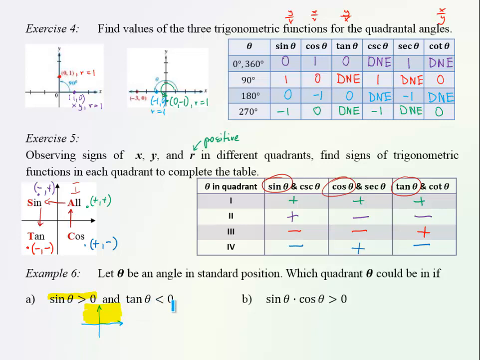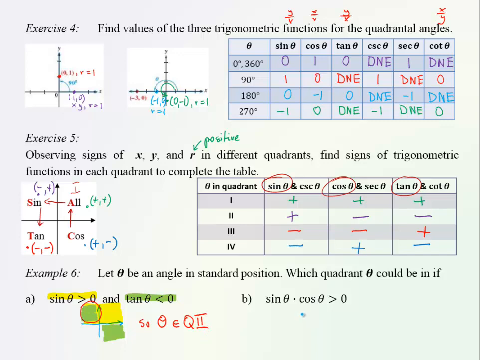Now for tangent to be negative, first let's recall when tangent is positive. It is in the first and the third quadrant, therefore negative is in the second and fourth. So we shade the second quadrant and the fourth quadrant. That's for tangent. Okay, therefore a theta that will satisfy both conditions must be in the overlapping quadrant, shaded in yellow and in green. So we know that theta is in quadrant 2, Q2.